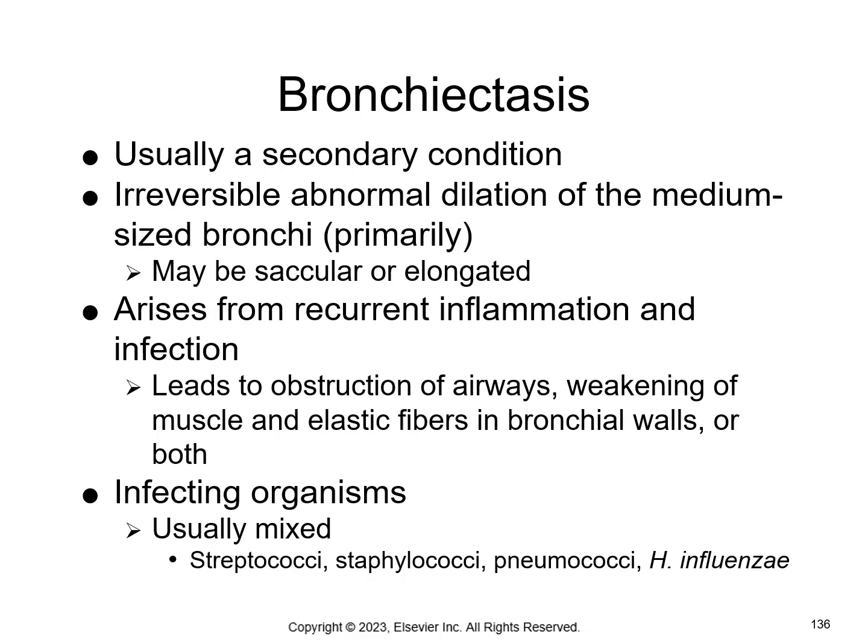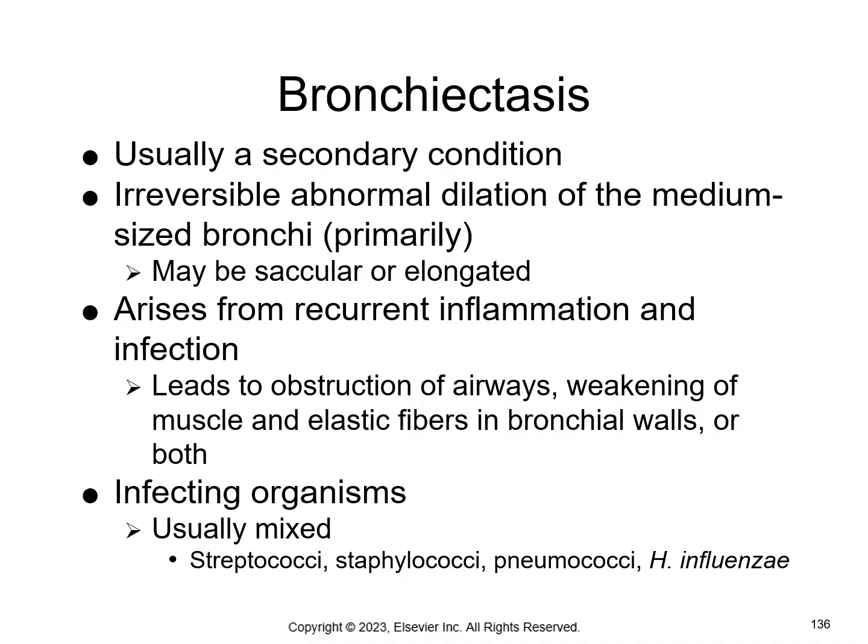Bronchiectasis, this is usually a secondary condition. It's irreversible abnormal dilation of the medium-sized bronchi. It may be saccular or elongated. It comes from recurrent inflammation and infections. It leads to obstruction of the airway, weakening of the muscle and elastic fibers in the bronchial walls, or both.